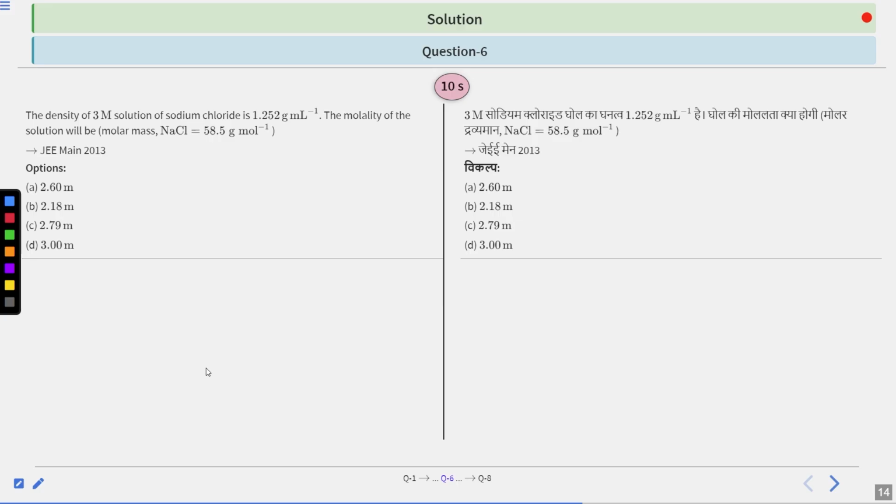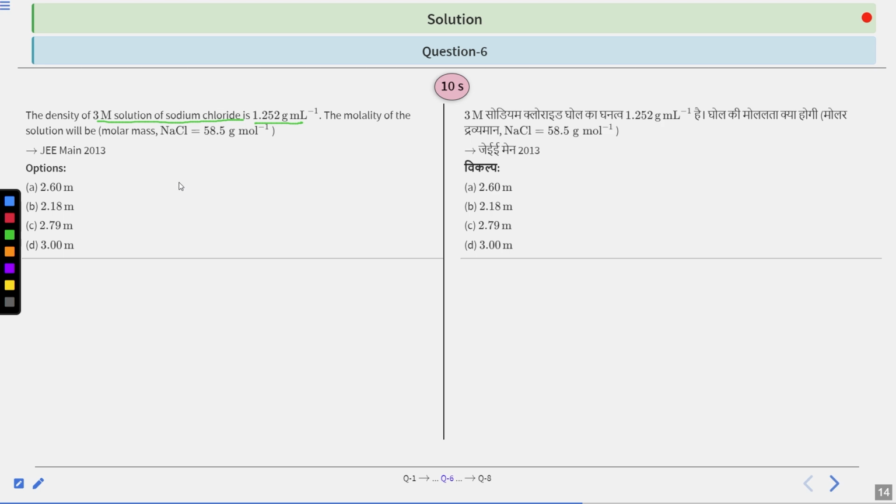Question number 6 says that the density of 3 molar solution of sodium chloride is 1.252 gram per ml. The molality of the solution will be. Your options are A 2.60 molar, B 2.18 molar, C 2.79 molar, and D 3.00 molar. So what is the hint of this question? The question is saying that the density of 3M solution means the molarity is given, and density is given. So you can use the formula directly, relating your density, your molar mass, and your molarity, or else you can go through it conceptually.